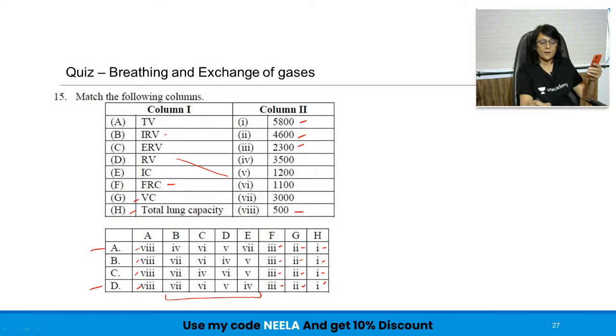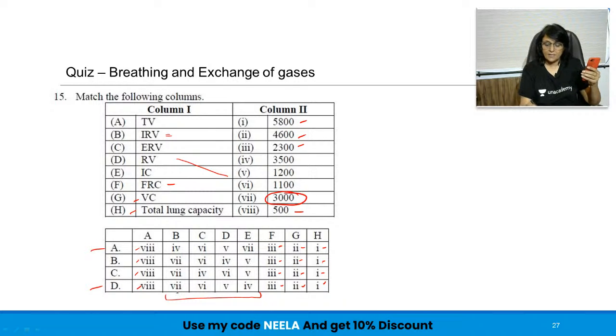B is inspiratory reserve volume. Now tell me, what is the inspiratory reserve volume? Is it this much, that is 7, or 4? What is the inspiratory reserve volume?